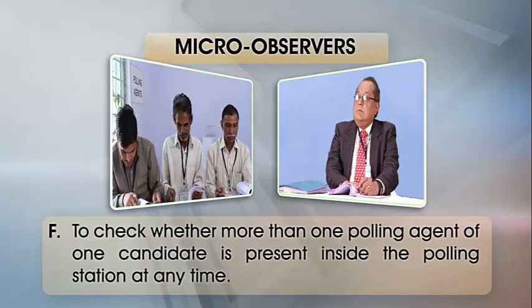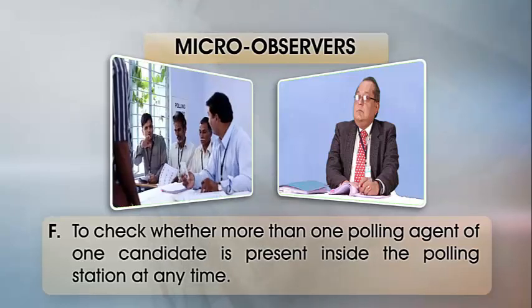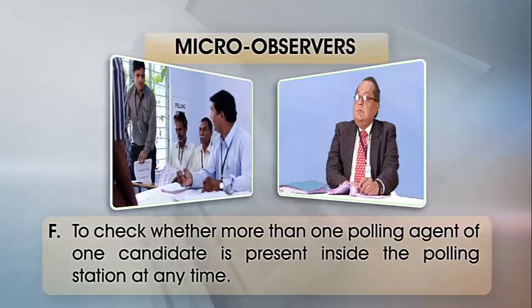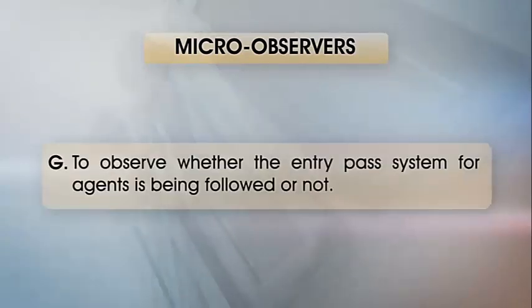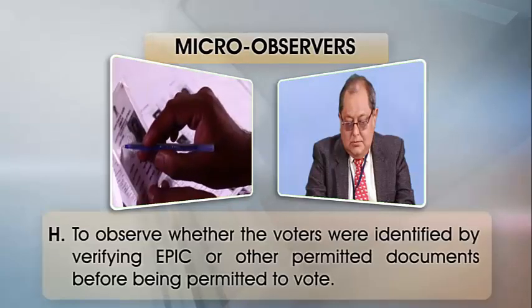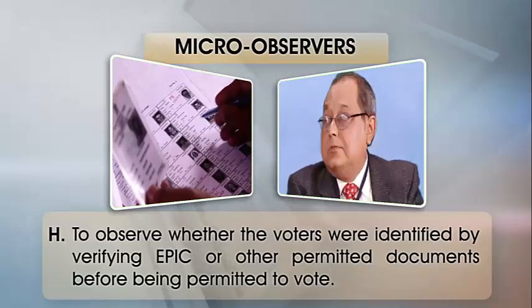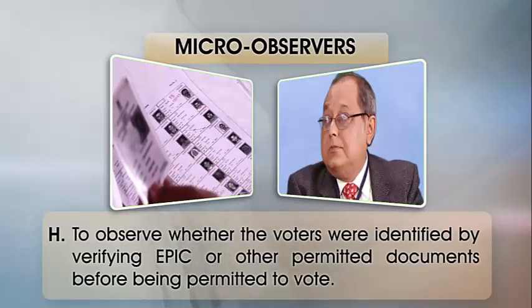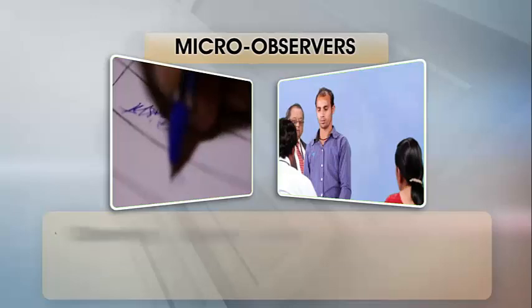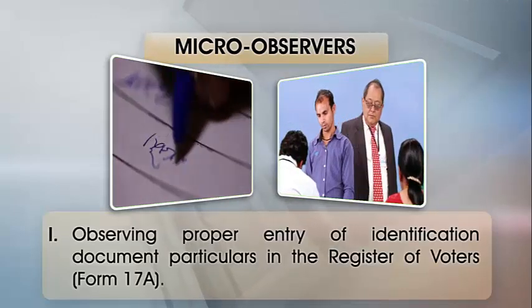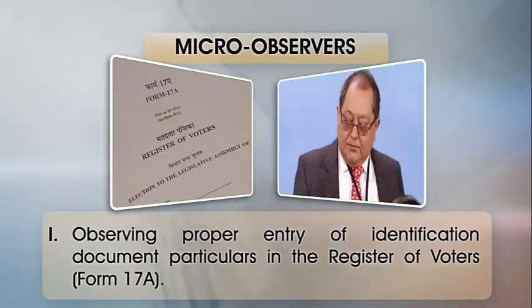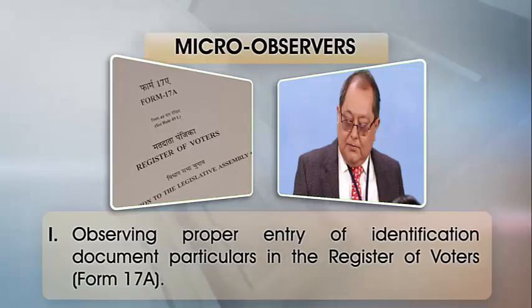To check whether more than one polling agent of one candidate is present inside the polling station at any time. To observe whether the entry pass system for agents is being followed or not. To observe whether the voters were identified by verifying EPIC or other permitted documents before being permitted to vote. Observing proper entry of identification document particulars in the Register of Voters Form 17A.